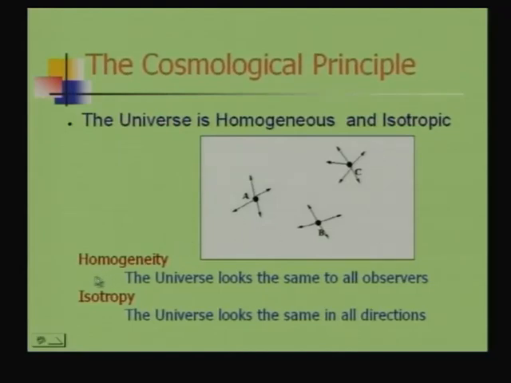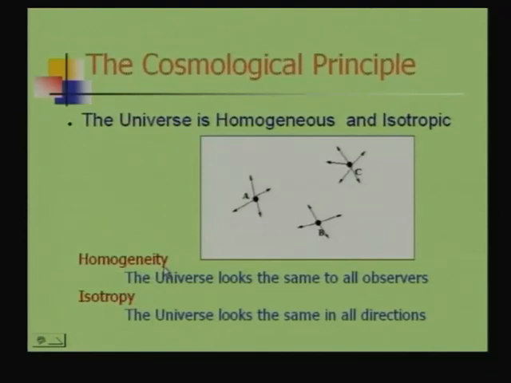Now what do we mean by homogeneity? What we mean by homogeneity is as follows. Take three different observers sitting at different places, observer A, observer B, observer C. If the universe is homogeneous, it should look identical to all observers, irrespective of where you place the observer, here or somewhere else or at some other place. The universe should appear to be identical. That is what we mean by homogeneous.